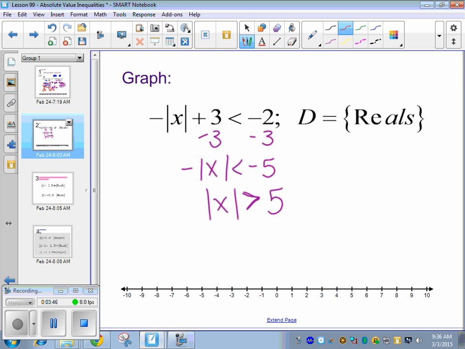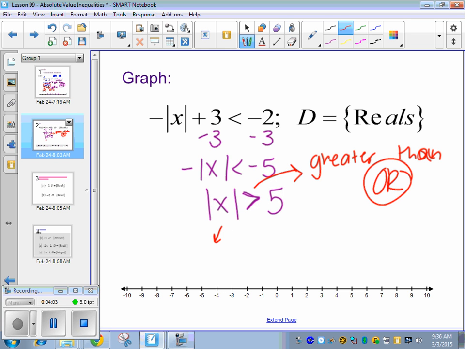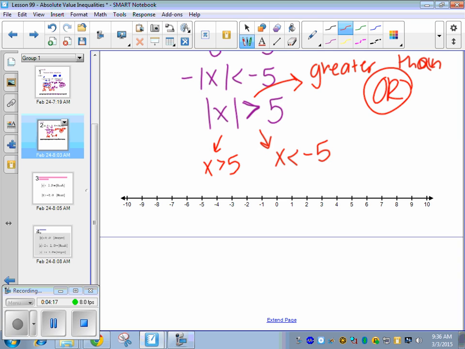Because this is a greater than symbol, it is an "or" graph. But I do want to see you split it into 2 pieces, because there are 2 pieces that make this statement true. The first one stays the same, but you drop the bars. And what would the second one be? Flip it, make it negative. So x is less than negative 5. So now I'm less than negative 5, greater than 5, which gives me the "or" graph.